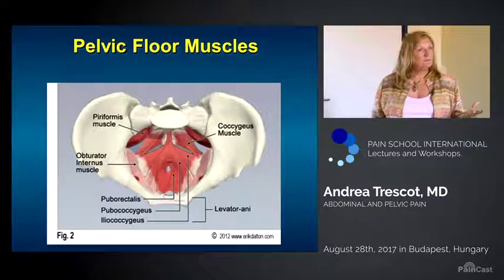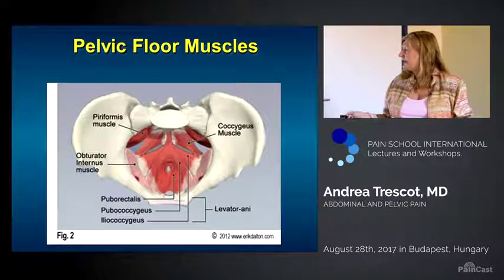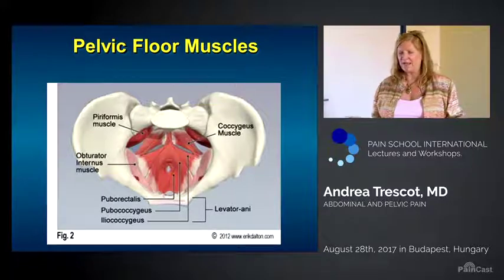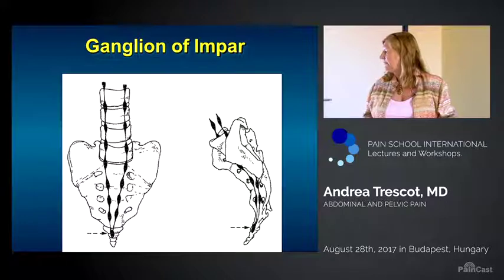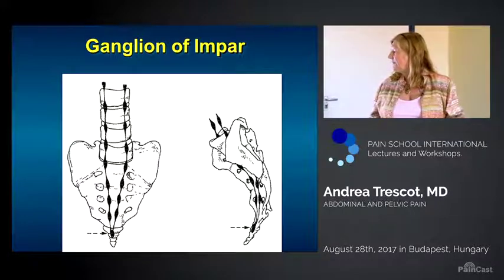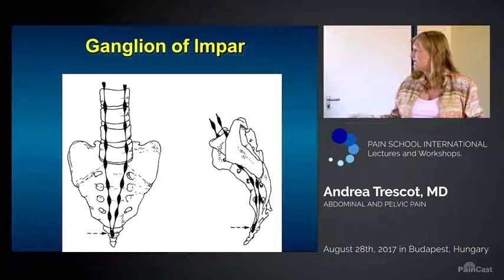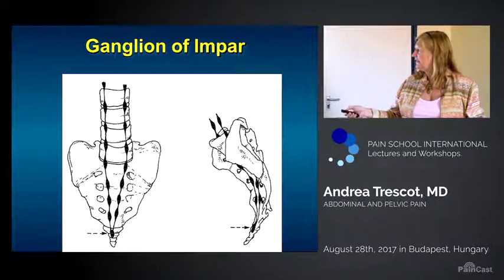Don't forget the pelvic floor muscles. They can cause a tremendous amount of pain. So here you have the obturator internus, the piriformis muscle, the coccygeus, and then the levator ani, which is actually several muscles that are combined together. We go on down to the end of the tailbone. You've got the sacrococcygeal joint and ligament, and then the ganglion of Impar, the ganglion of Walther, which is usually a fused ganglion, so you see them coming anterior, and then fuse.